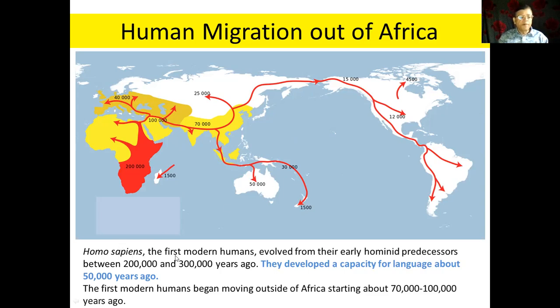So Homo sapiens, the first modern humans, evolved from their early hominid predecessors between 200 to 300,000 years ago. They developed a capacity for language about 50,000 years ago. That is another thing we talked about last time, that it is believed that about 50,000 years ago, language started to develop.